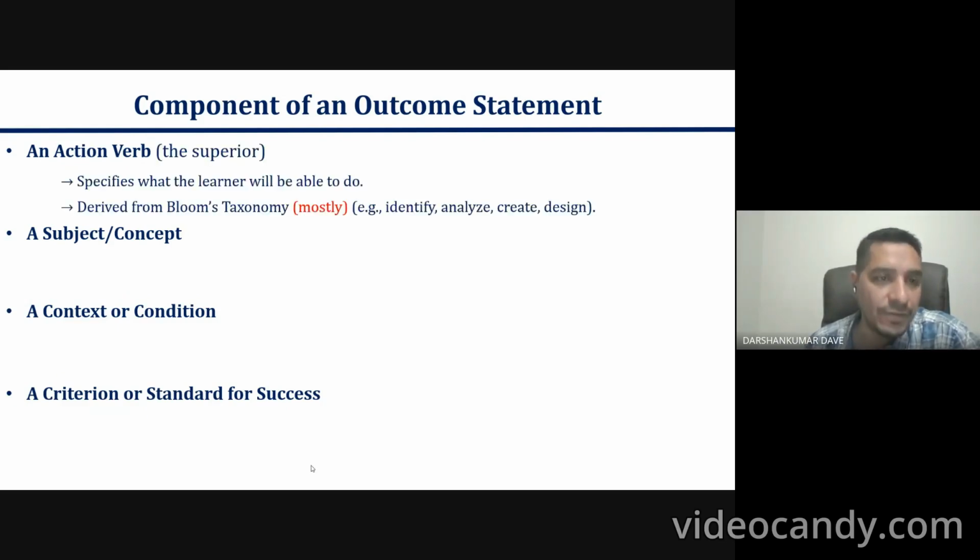If you talk about an action verb, what are the characteristics of an action verb? Number 1, it specifies what the learner will be able to do, whether he will demonstrate his skill, whether he will be able to define something, whether he will be able to create a solution of a problem or something. Those are the things an action verb should describe. And the necessary thing is it should be derived from some taxonomy. Mostly we use Bloom's taxonomy.